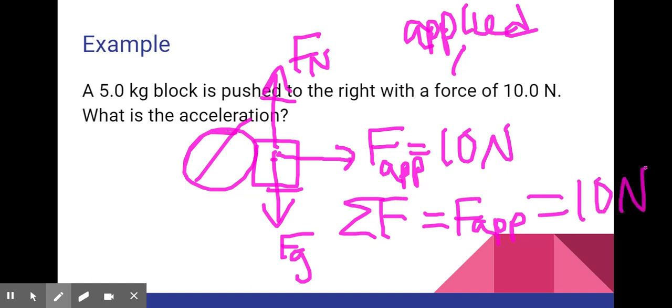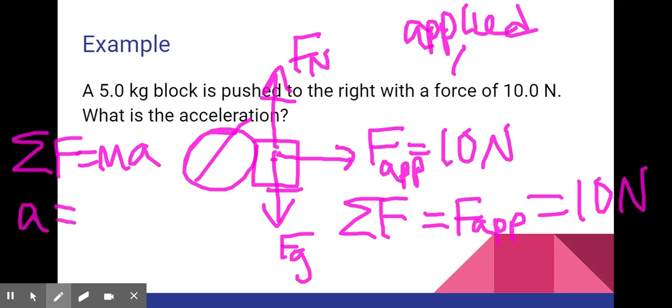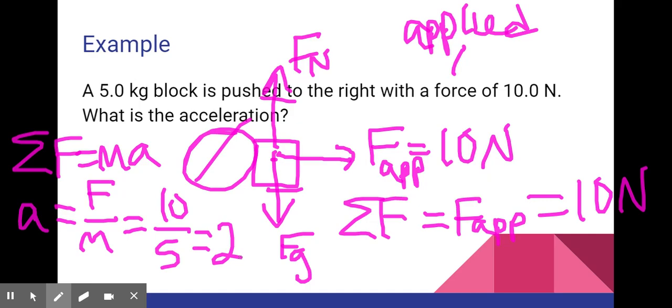So we can just use our F net equation. So ΣF is equal to ma. F equals ma. And we're looking for the acceleration. So to solve for acceleration, we get the force divided by the mass. So that's 10 divided by 5, and 10 divided by 5 is just 2. We can't leave that as a naked number, though. Remember, we have units. So our answer is 2 meters per second squared. So that would be an example of a very simple force or Newton's second law problem.